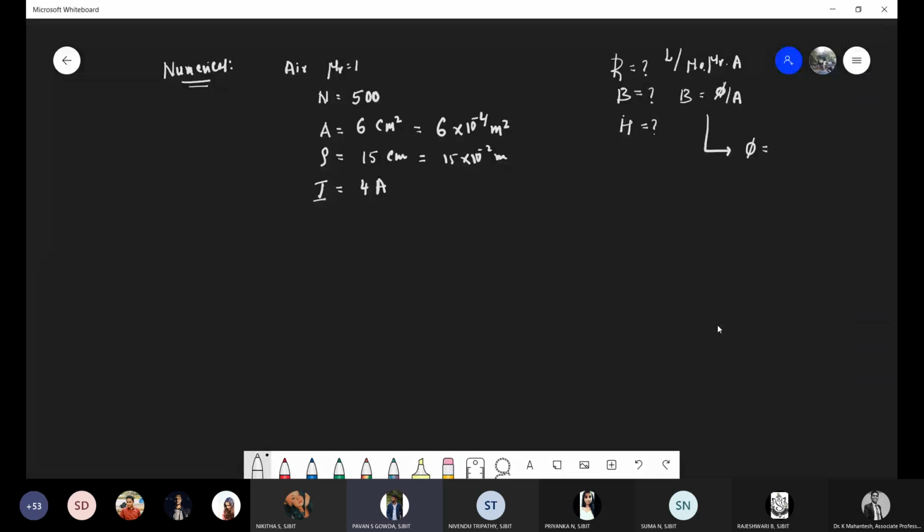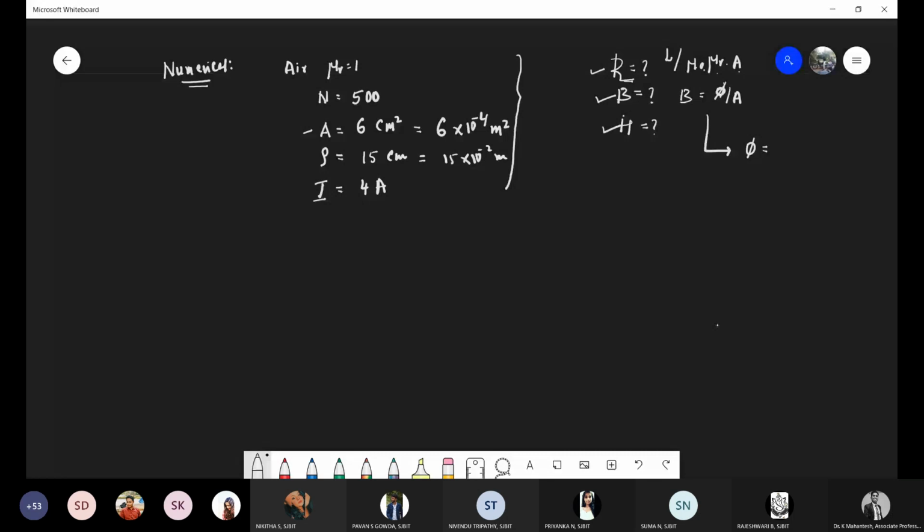Yes, sir. Okay, fine. So these are the given data, and it has been asked to calculate reluctance, flux density, and magnetic field intensity. So R I could calculate using the equation L over mu naught mu R into A. Mu naught, mu R and A are given. L is given in terms of rho here. I could calculate L also.